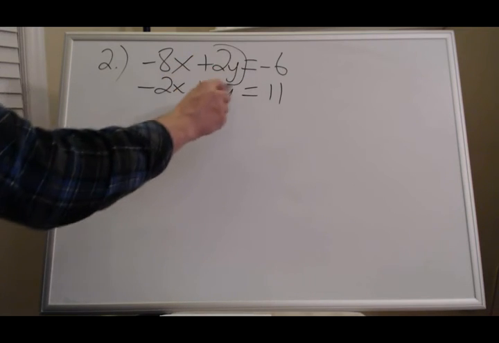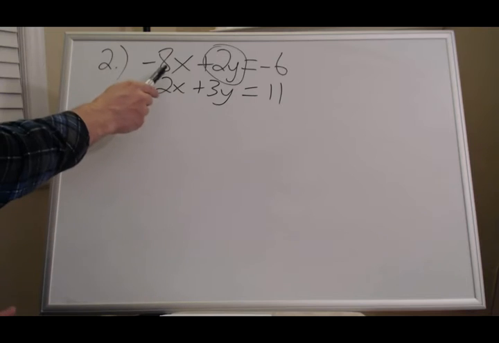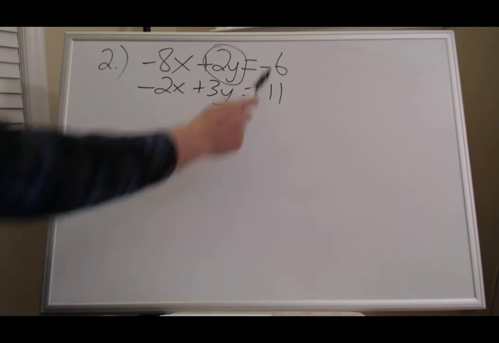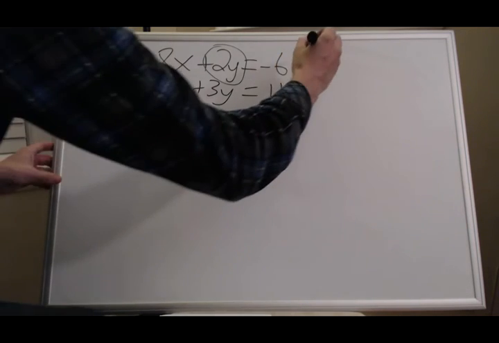The one that works here is the 2y in the top equation. Because if you take 8 divided by 2, you get an even number. If you take 6 divided by 2, you get an even number. Fewest steps, and you avoid fractions. Let's solve it.